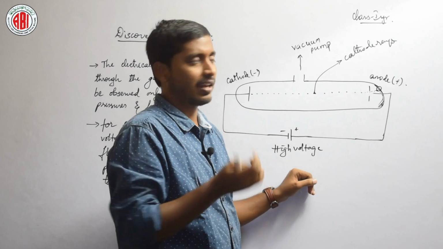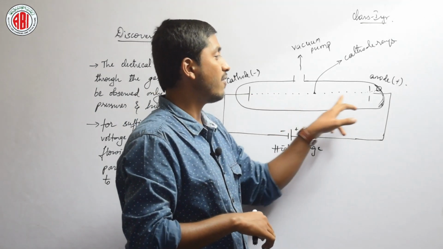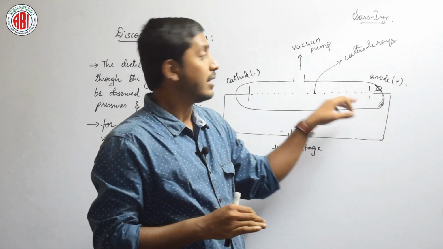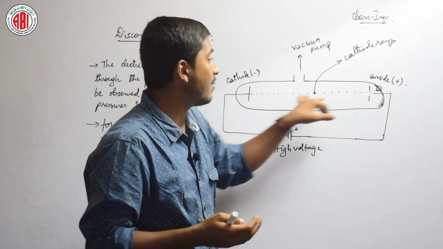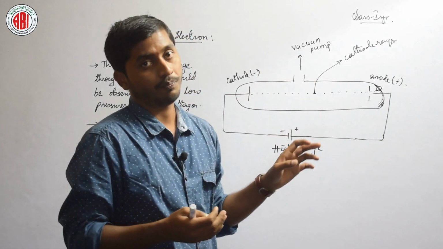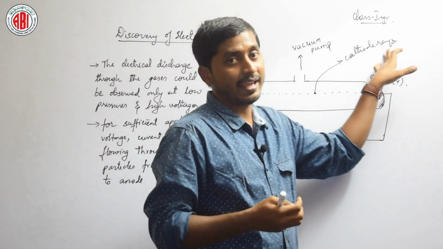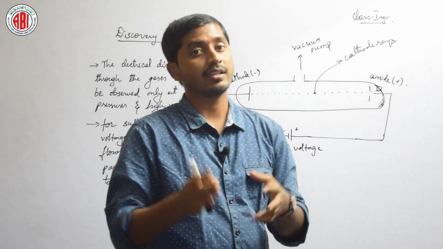From where did this current come? He observed that there is some stream of particles flowing from cathode to anode. Since the glass is transparent, we can see some ray passing from cathode to anode. Then he named this stream of particles, this ray, the cathode ray.